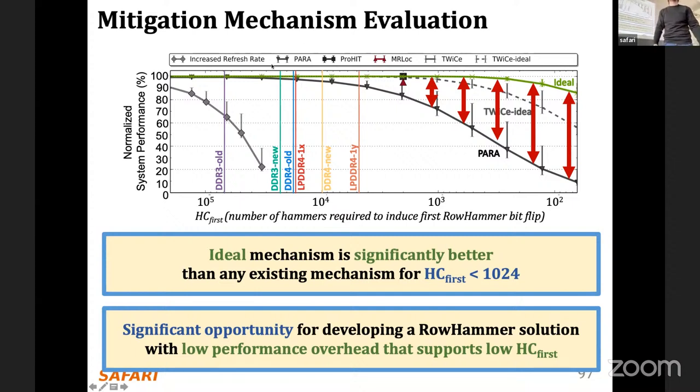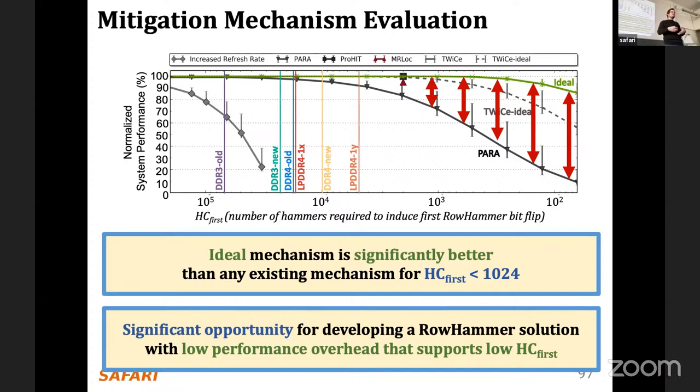Go ahead. Sorry, I just wanted to ask about the y-axis. Is that the performance that's left after the mitigation, or the performance which is taken away by the mitigation? That's what is left after that. So basically, for this point, for example, this means that when you add the mitigation, your system's performance is 20% of what it was before. So that's a reduction of 5 times in your system performance.